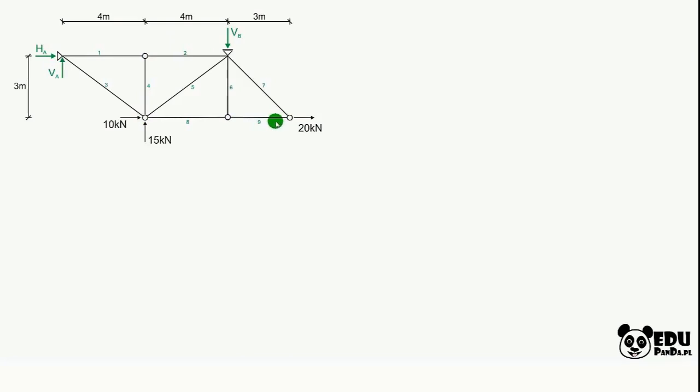The first thing we need to do in such a truss, just like for a regular beam or frame, is to calculate the support reactions. That is the equations of static equilibrium. So we start with the sum of moments at point A, as this will be the simplest for us. We will immediately calculate the reaction VB from this.